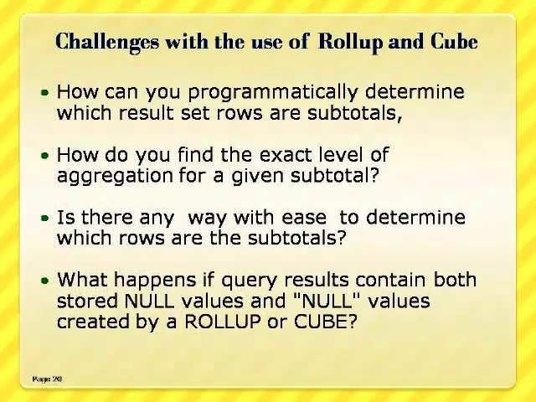What are the challenges with the use of roll-up and cube? The different kinds of challenges are depicted on this slide. The first one is, how can you programmatically determine which result set rows are subtotals? How do you find the exact level of aggregation for a given subtotal? Is there any way to determine which rows are the subtotals? What happens if query results contain both stored null values and null values created by roll-up or cube functions?